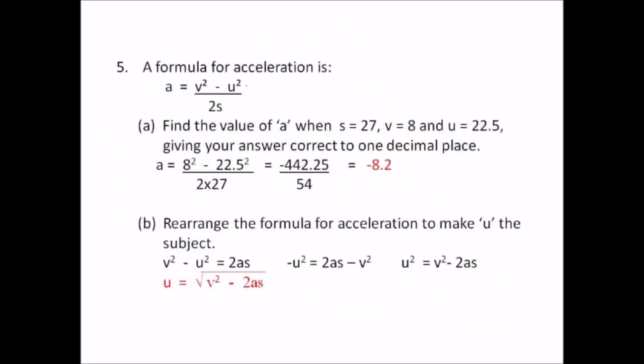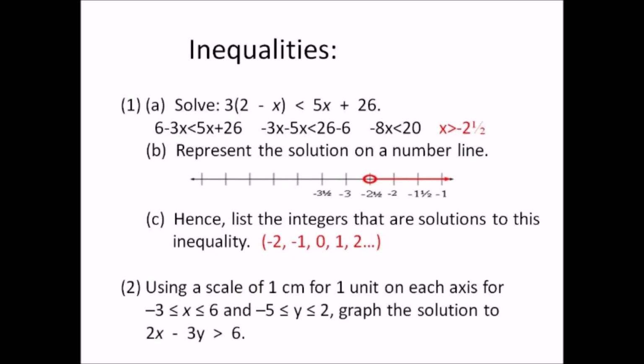And the next one, the formula for acceleration. A worked out to be negative 8.2 when you put your numbers in, use a calculator. And then B, when you rearrange it to get u, u is equal to the square root of v squared minus 2as, the square root of all of that. That would have to be the answer for you when you rearrange it. Or you could write it in a different way, where you write u is equal to v minus the square root of 2as.